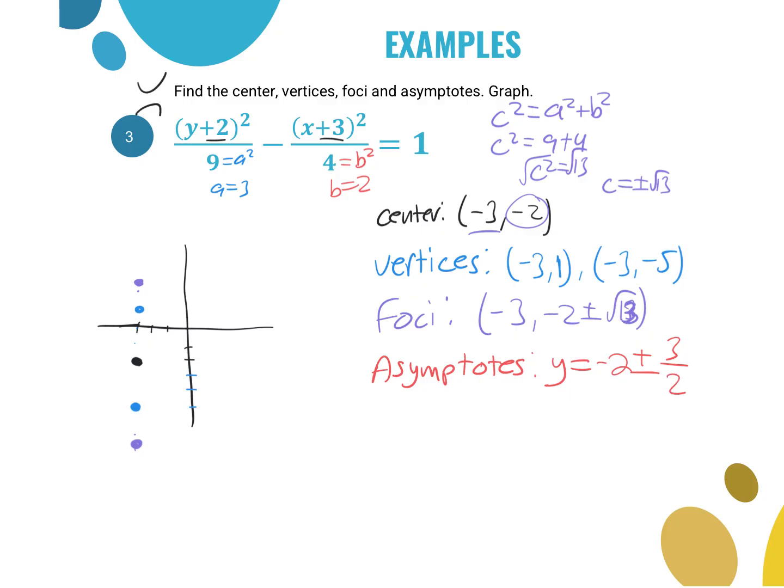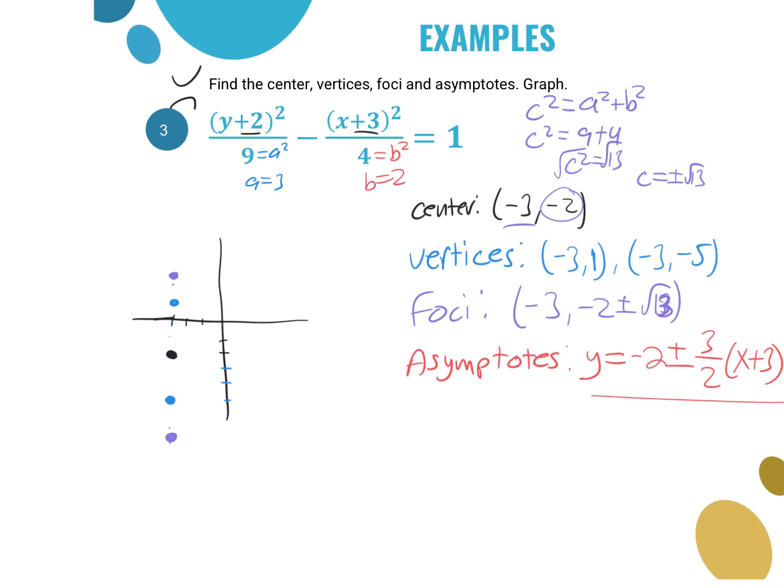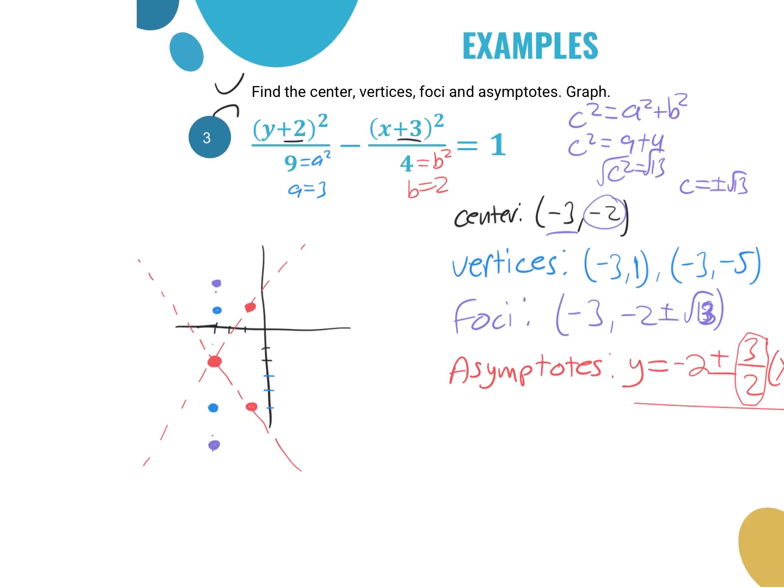All right, so 3 over 2, x minus h is going to be x plus 3. So that's the equation of our asymptotes. To actually graph it, all you have to do is go to the center, which we already plotted, and you're using 3 over 2 as your slope. So I'm going to go up 3 units over 2, graph that line, and then I'm going to go down 3 units over 2, and graph that line. And that's enough information to sketch your hyperbola.